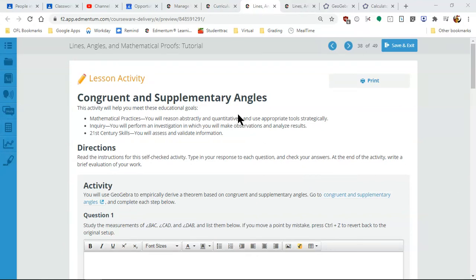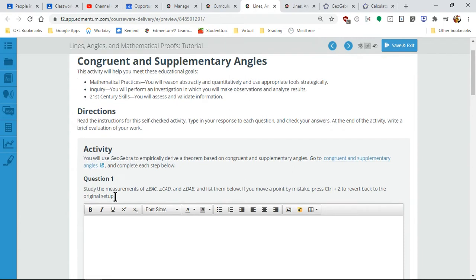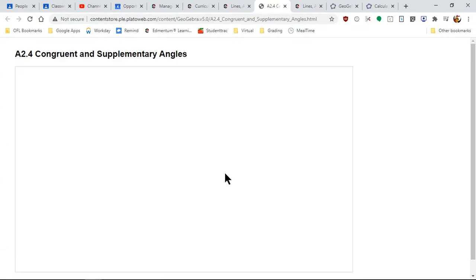Okay, so this is going to be the second part of lines, angles, and mathematical proofs. I'm going to try to get these last 11 slides in on this video. This is saying you will use GeoGebra empirically to derive a theorem based on congruent and supplementary angles. Go to this activity. So we're going to go to this activity here.